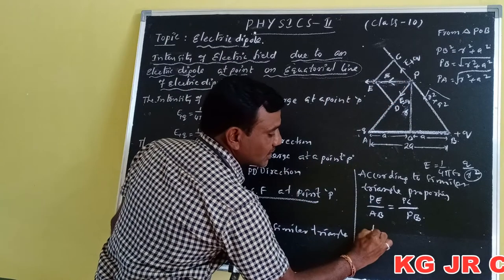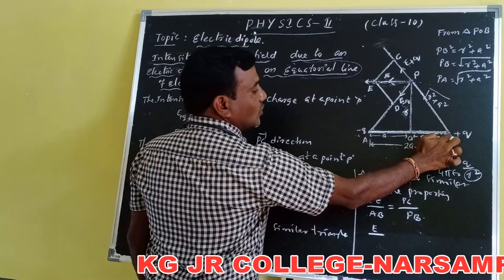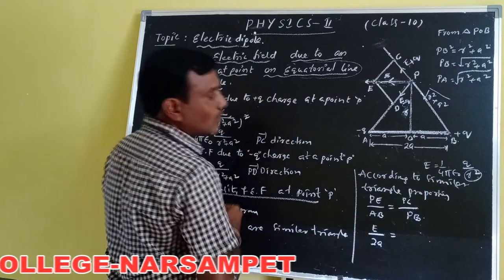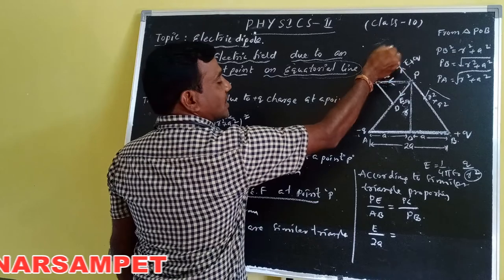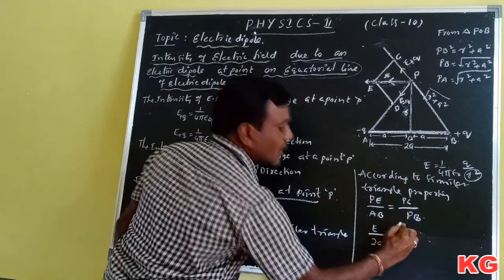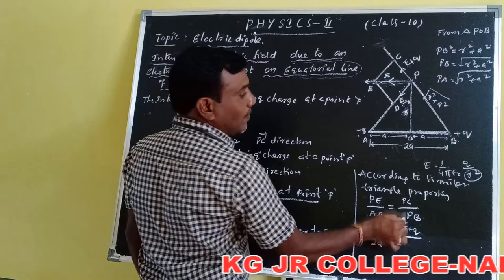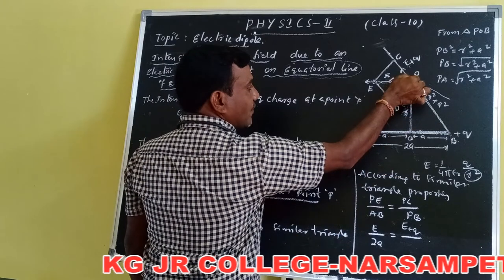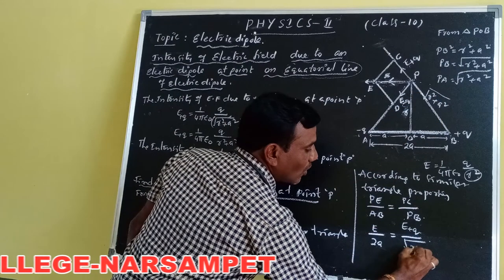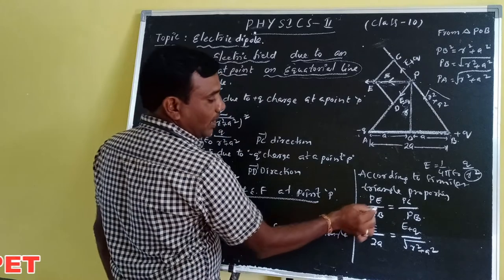P means E. But what is AB? AB is the length of the electric dipole, 2A. And what is PC? PC means the direction of the intensity of electric field due to positive charge, E plus Q. And PB means the distance between point P and the positive charge. How much? The square root of R square plus A square. Once again, PE by AB.